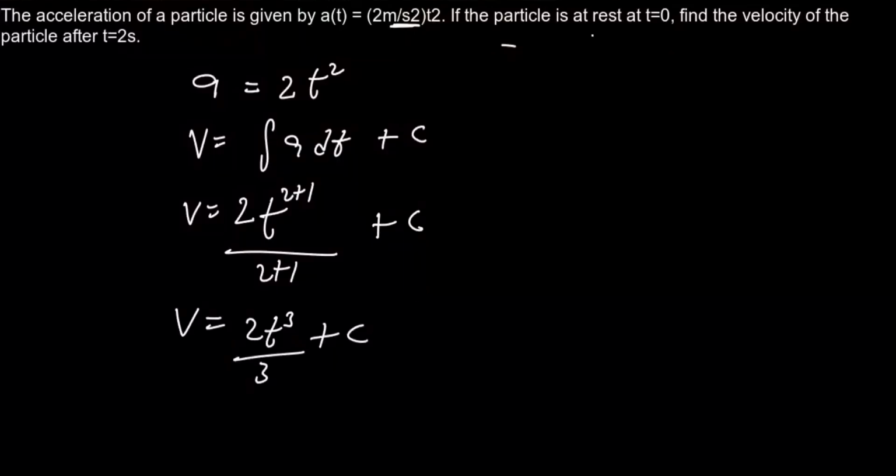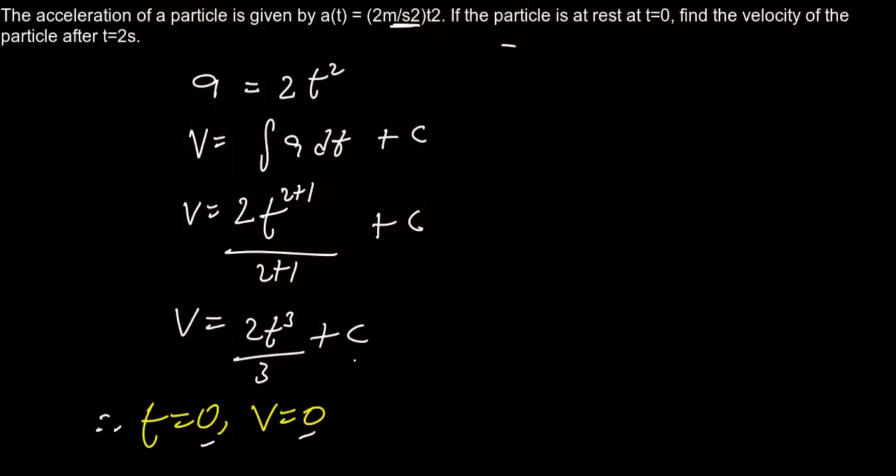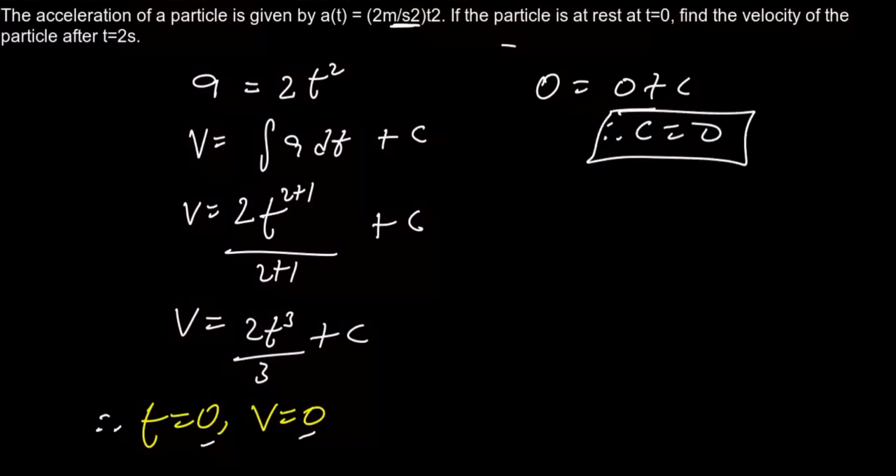Now, the question told us that the particle is at rest at t equals 0, it means that at t equal to 0, the velocity is equal to 0. That's what it's telling us. So if I put it there, the essence of this is for us to find our arbitrary constant c in integration. So I have 0 equal, this one is also 0, plus c. So my c is equal to 0. So it means that my velocity is equal to 2t cubed over 3. So this constant is 0. So this is my velocity, meter per second.